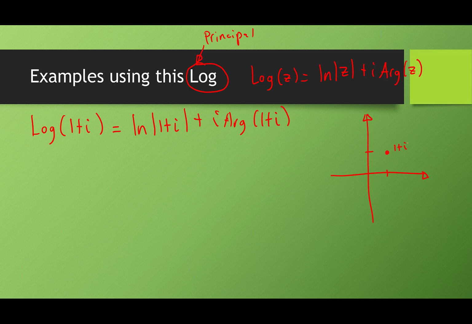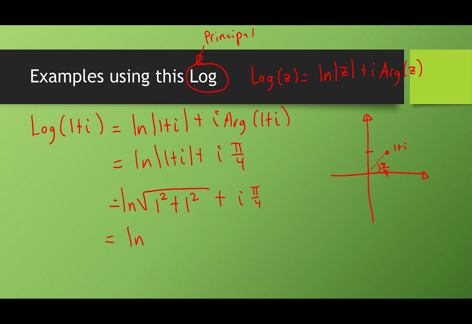Okay, so what's the angle that would make with the positive real axis? That would be 45 degrees, or pi over 4. So this would be ln of the modulus of 1 plus i, plus i times pi over 4. And now let's think, what is the length of 1 plus i? Well, this is equal to the square root of 1 squared plus 1 squared. Whoops, ln of this, I should say. Plus i pi over 4. So this is ln of the square root of 2 plus i pi over 4. Boom. So that would be the log, or the principal log, of 1 plus i.